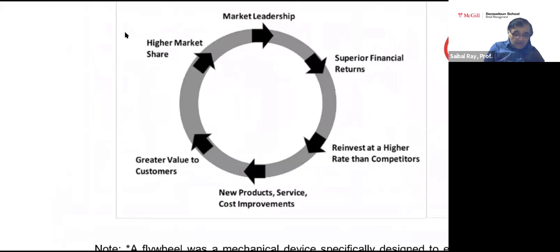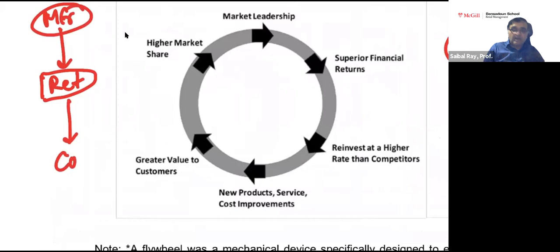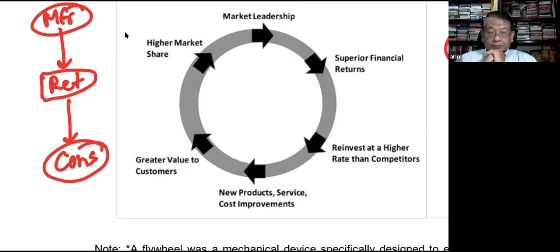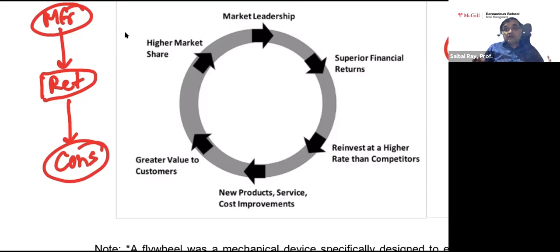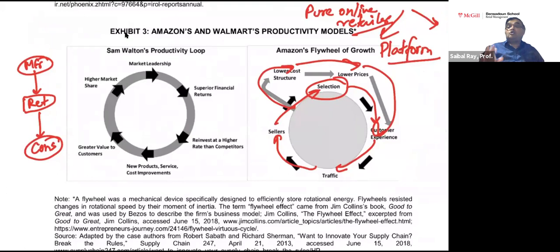Amazon used to be a retailer, and then there was the manufacturer. It was taking the products from the manufacturer and then giving them to the consumers, right? Is it clear? Yes. Okay, so this was the original model. Now Amazon is deciding that it does not want to. So this is a model which Amazon used.